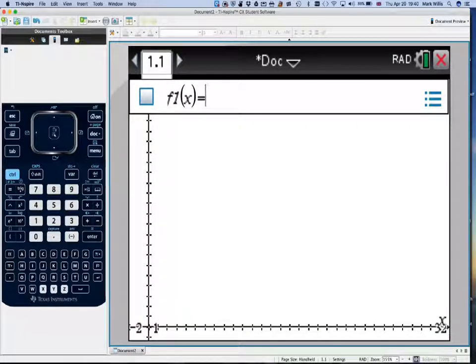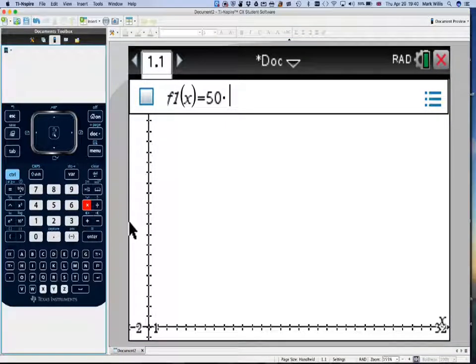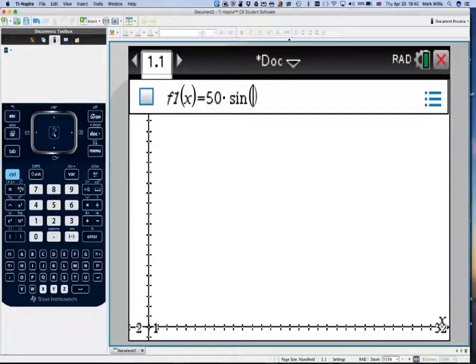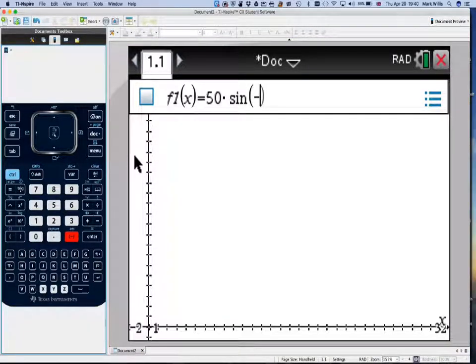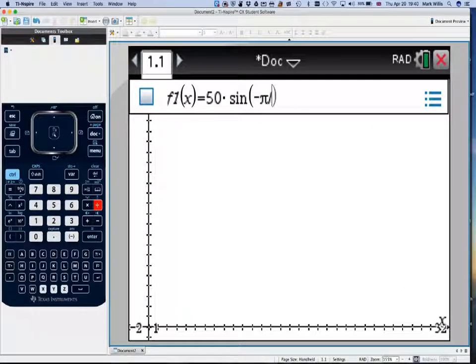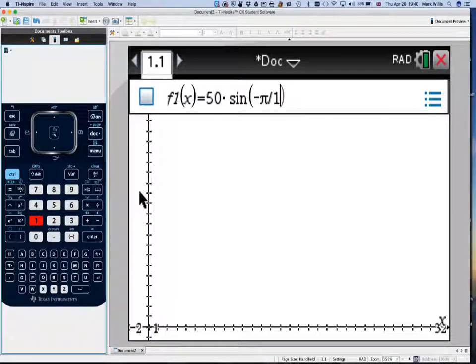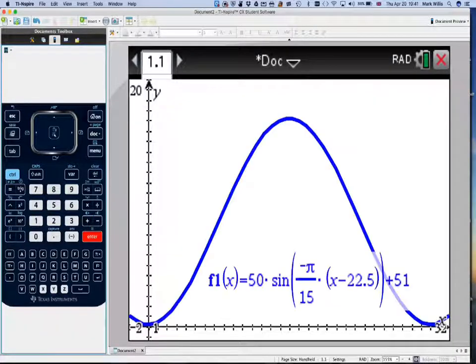So we'll put in the first graph, which is 50 times sine, brackets, the brackets all there, so we want minus pi divided by 15, brackets, x minus 22.5, and then go out of the brackets and then add 51. Enter. So we got our nice graph there.